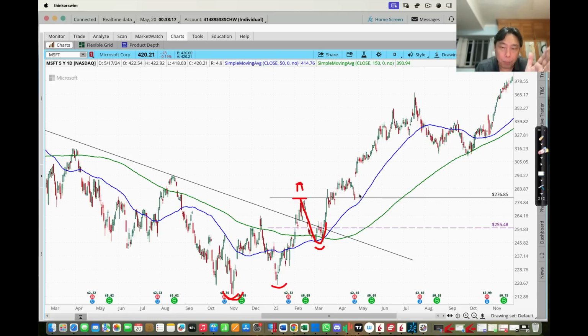So where does it break point A? Right here, this candle over here. That is the first bullish candle to break point A. And that, my friends, is the entry point. That's the buy entry point right there.